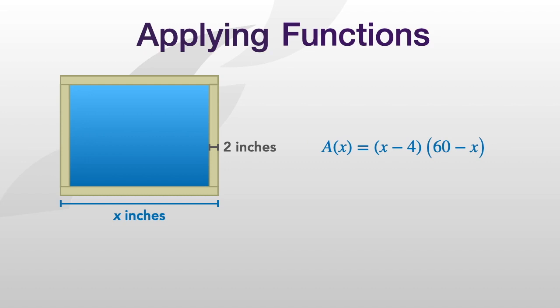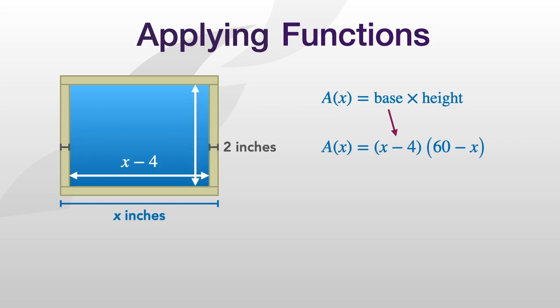The area of a rectangle is its base times its height. The frame is 2 inches on each side, so the base of the picture is x minus 4. Let h be the height of the picture. The original board was 120 inches, and removing the top and bottom boards that each have a length of x leaves us with 120 minus 2x inches. But this is the length of the left and right board, so we need to divide by 2 to get the height. So the height is 60 minus x inches.